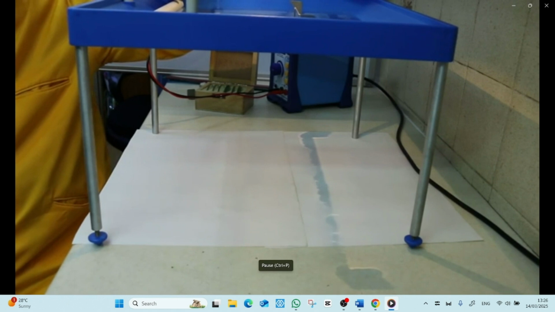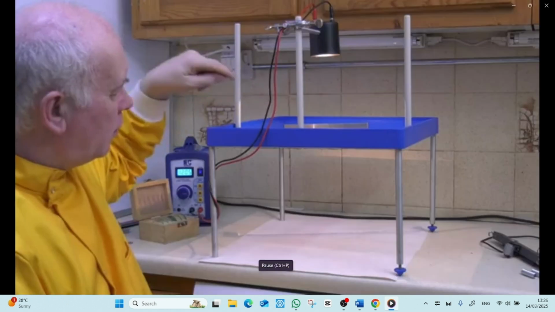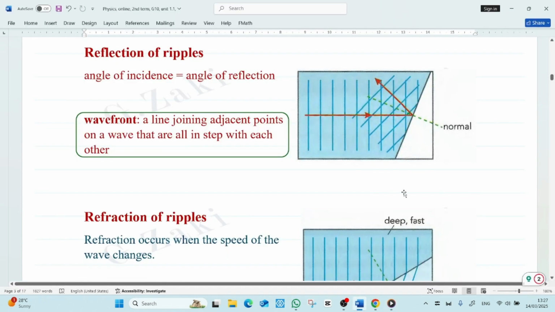Here you can see this is the water tank and this is the reflection. Here, this is the reflection on the barrier. You can see that the wavelength is the same, but the wave changes its direction. So this is the reflection in the ripple tank.